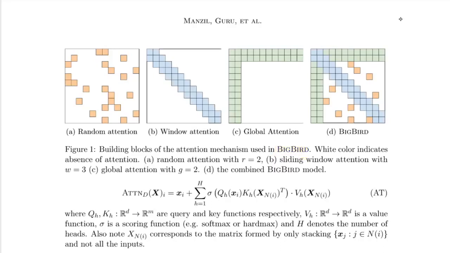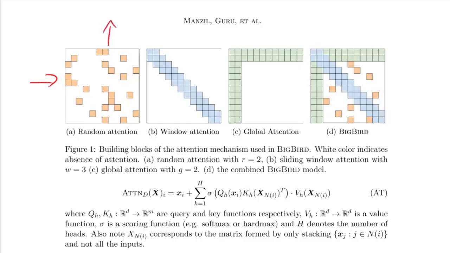But Big Bird basically has 3 different types of attention, and here these are adjacency matrices in this attention mechanism. So here is the input layer, and the output layer is right here.